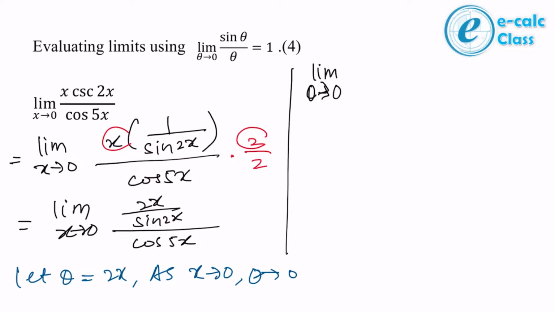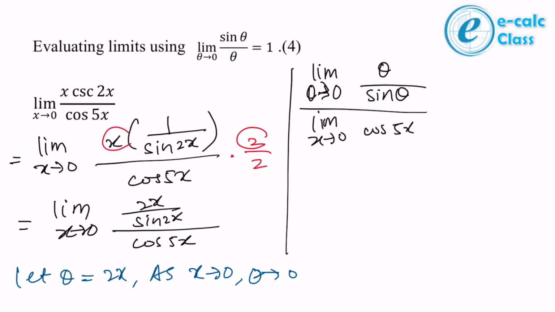Okay, x approaches 0 of theta over sine theta. Remember at the bottom, because I'm too lazy to convert my 5x to theta, I will just leave the x. Okay, limit as x approaches 0 of cos 5x, and you know that it equals 1, so it doesn't matter. So it equals 1 over 1.